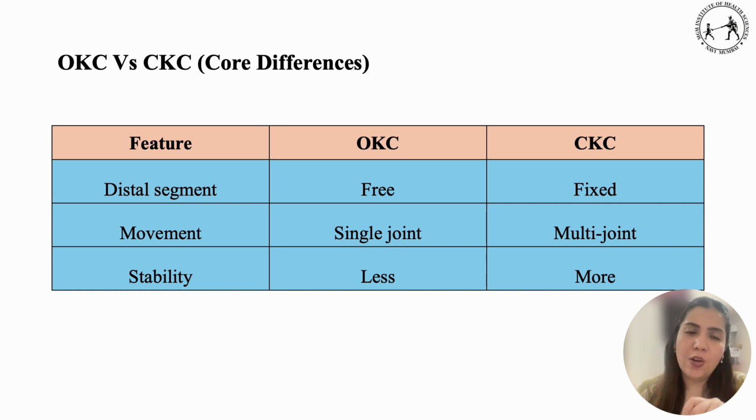In terms of stability, open kinematic chains are less stable, whereas closed kinematic chains are more stable. Now just to put it in two lines, I can say that open kinematic chain allows for movement, whereas closed kinematic chain provides stability and control.